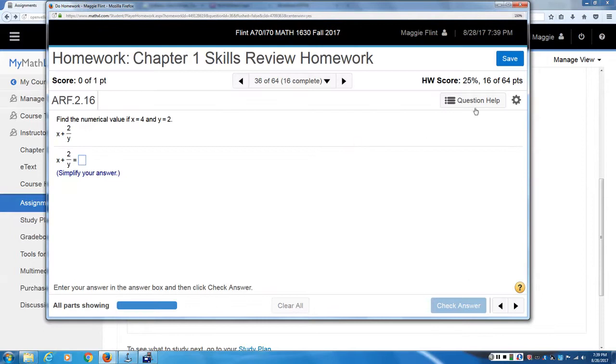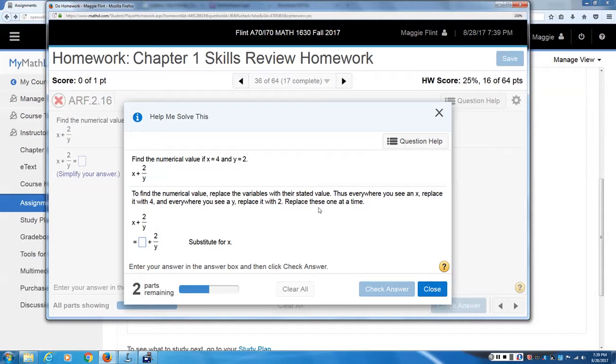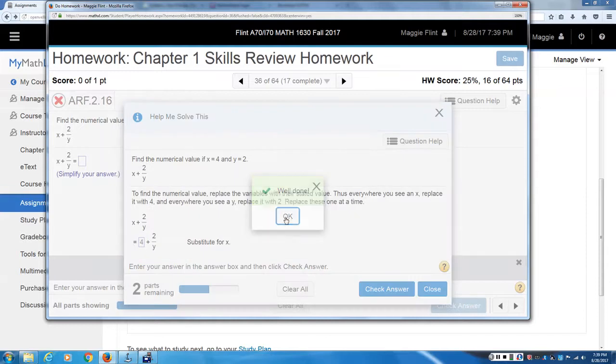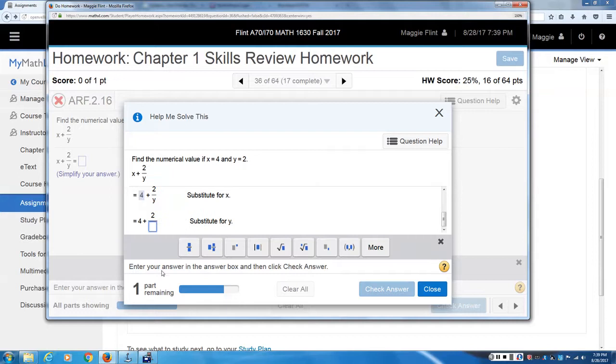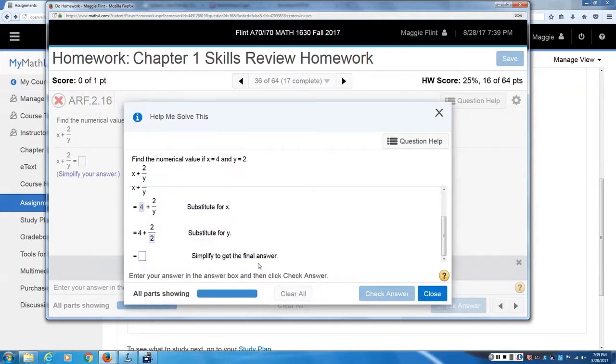Yeah, because this one, it'll actually walk you through it. It explains to you how to do it, and you have to actually put an answer in to make sure that you did it right. So you substitute for x. Well, x is 4. And check that answer. It says, okay, that was right. Now you need to plug in for y. Well, y was 2. Check your answer for that. And it says now simplify to get the final answer. Do the arithmetic. That's 5.